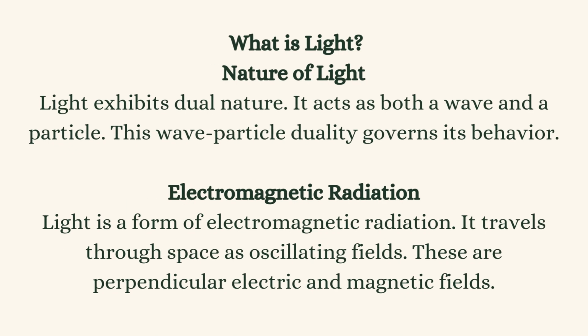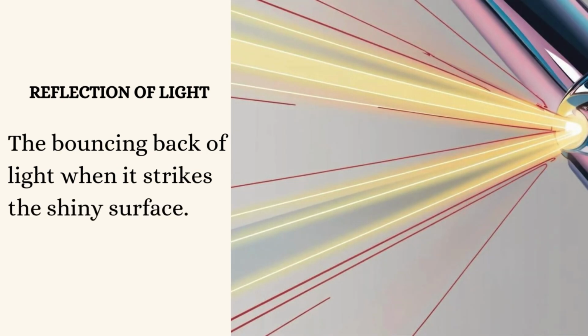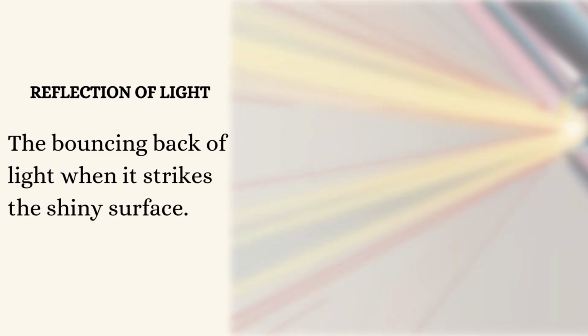Light exhibits dual nature. It acts as both a wave and a particle. Light is a form of electromagnetic radiation. It travels through space as oscillating fields. These are perpendicular electric and magnetic fields. Reflection is the bouncing back of light when it strikes a surface.